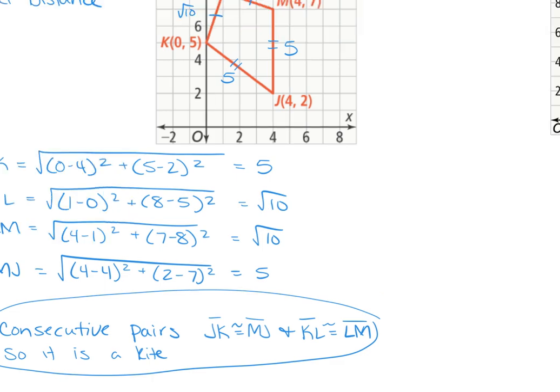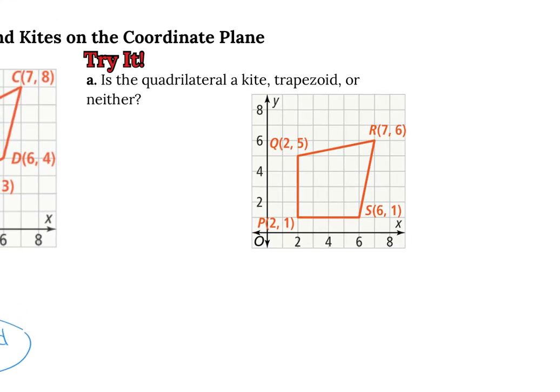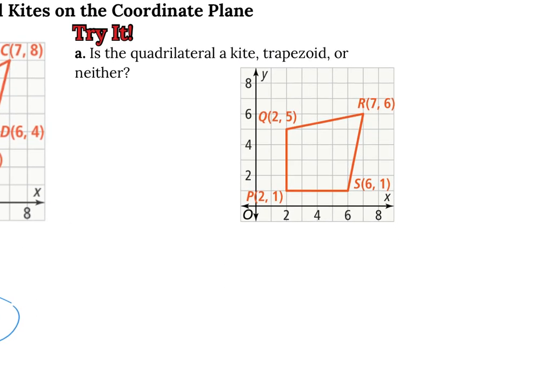All right, let's look at the try it. Is the quadrilateral a kite, trapezoid, or neither? Okay, so kite, we would have congruent consecutive pairs. Trapezoid, we're going to have parallel sides. Neither, we will have neither of those things. So we're going to check our slopes first to see if we have any parallel sides, to check to see if it is a trapezoid. So let me check my slopes.